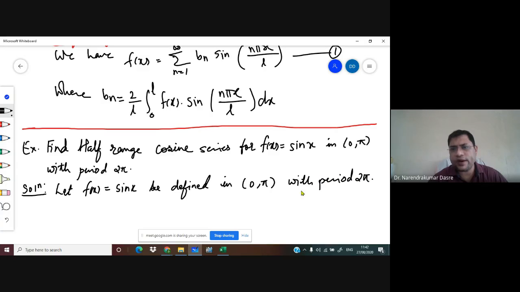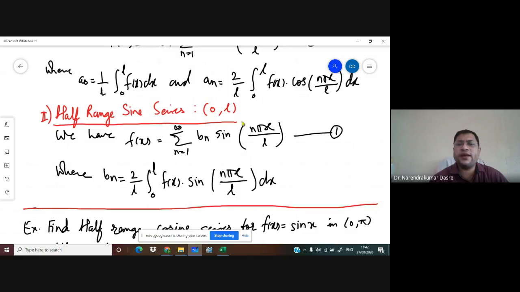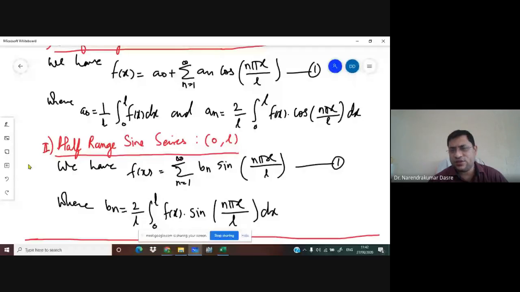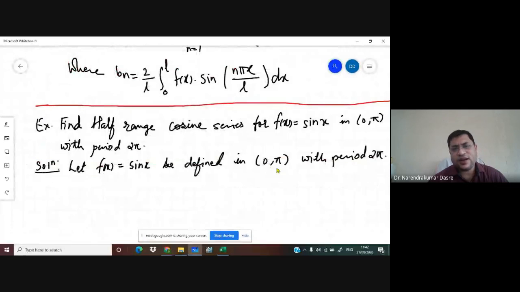Here, how do we find the value of L? As I said, the interval is always 0 to L. Whenever it is said half range, the interval is always 0 to L, and that's why whatever interval is given to you will be 0 to L. So this interval is 0 to L, and then we have to replace L in the cosine series by pi.